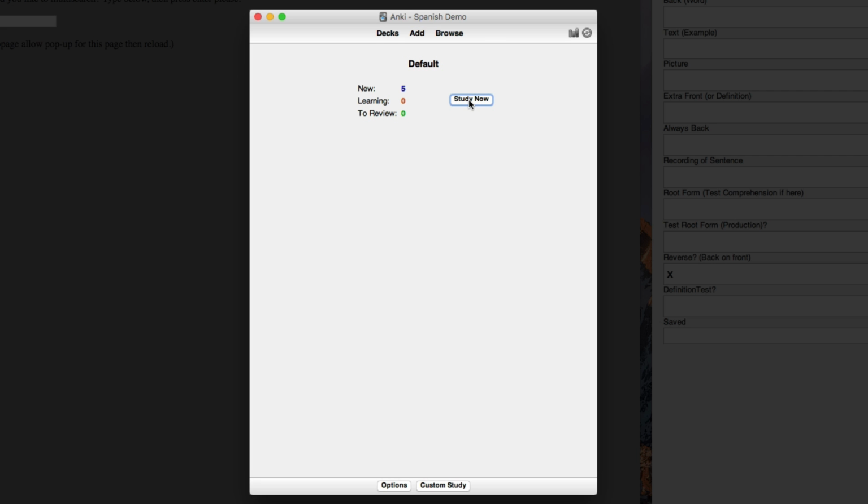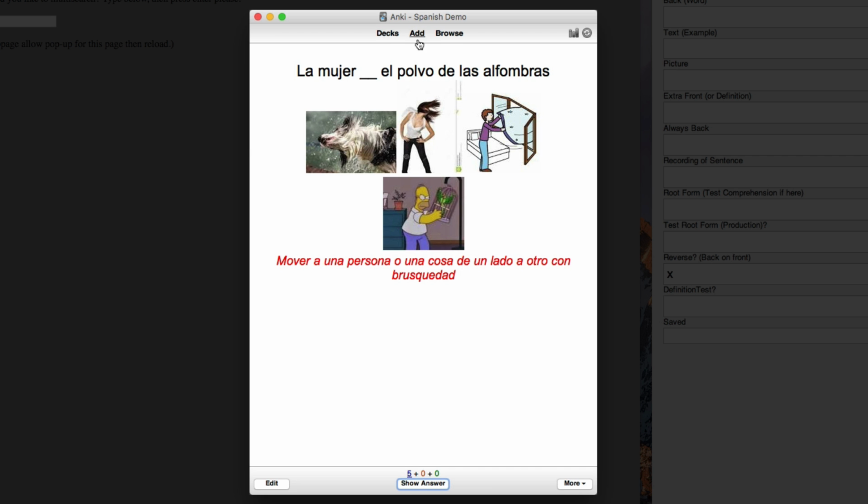These flashcards, we're going to be talking about an example sentence. Our example sentence is "La mujer sacudió el polvo de las alfombras." The woman sacudió is shook. El polvo, the dust, de las, from the alfombras, rugs.